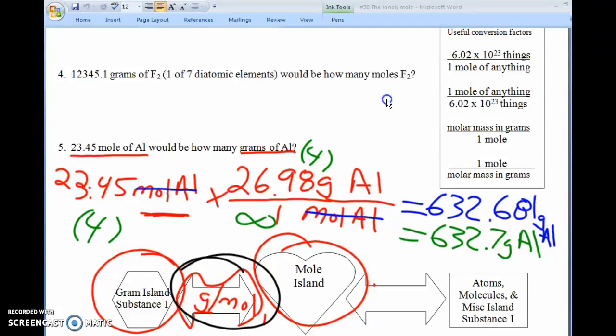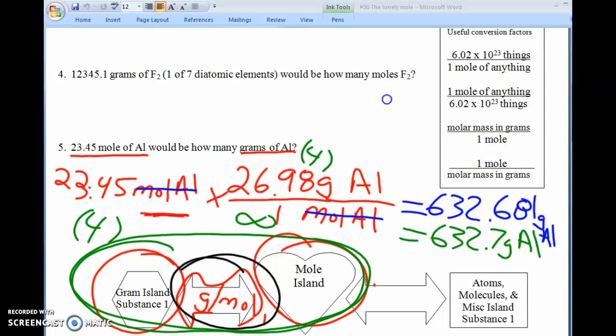Those are the only problems that we did with the students on this worksheet. The back side would all be homework, but all of the problems go between these 2 islands right here. That's all they do. The next batch of problems that we do will involve other islands. Good luck.